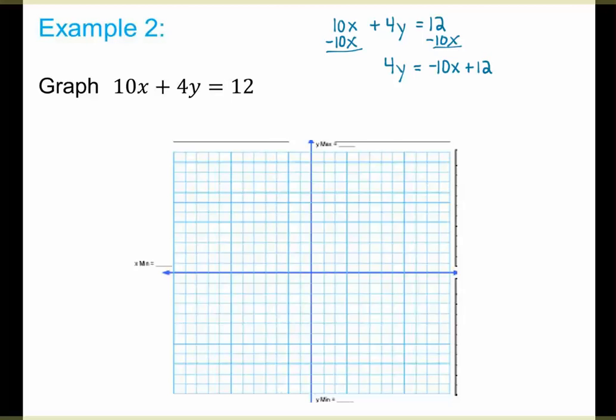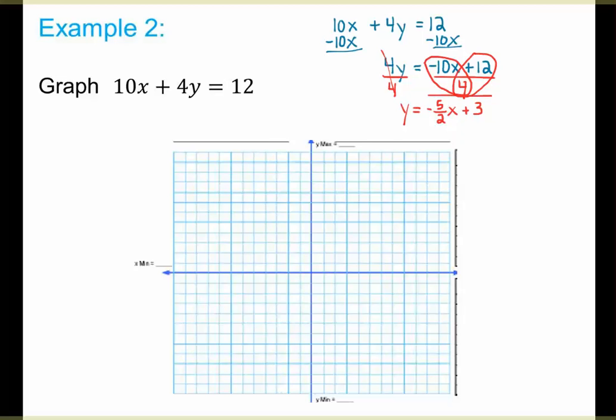Okay, it's important to realize that you're not done. That y is not by itself. It's got a 4 in front of it. So to get y by itself, you're going to have to divide both sides by 4. So the 4's cancel here. You're going to be left with y equals, and then be careful. You've got negative 10x divided by 4. Okay, that's going to reduce to negative 5/2 x. Just like we learned back in a previous chapter. Okay, positive 12 divided by positive 4 is positive 3.